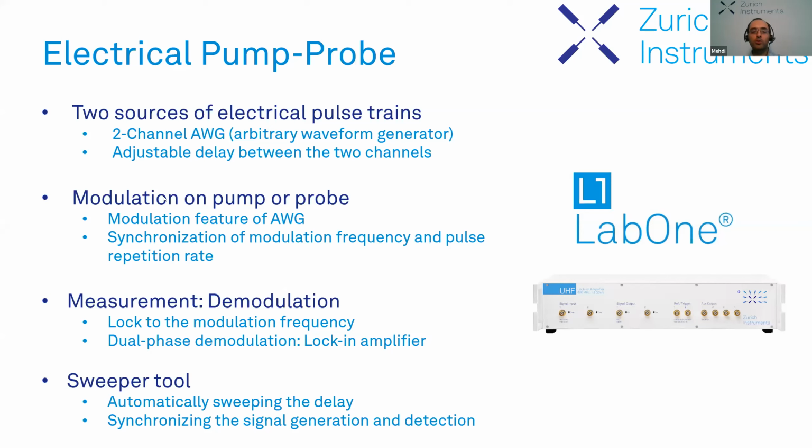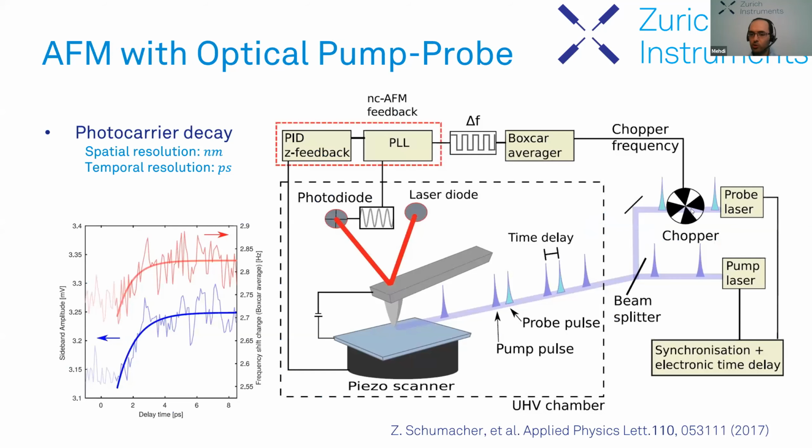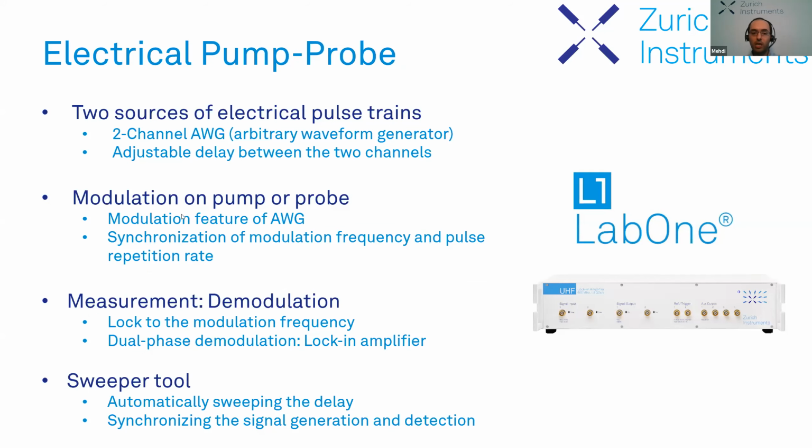And also you should be able to modulate your pump or probe or both. If I get back again here, you see that there is a modulation here, which is usually done by a chopper, but in electrical systems, you need to be able to modulate it electrically. So that's also a quite important feature, to be able to modulate the signal so that later you can demodulate and get your signal. You may also need to synchronize the modulation frequency with the repetition rate of your pulse trains. So that would be the requirement for the generation part.